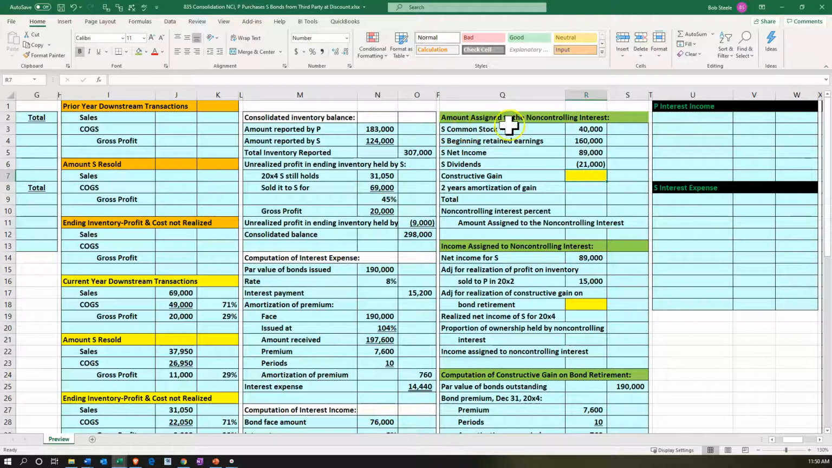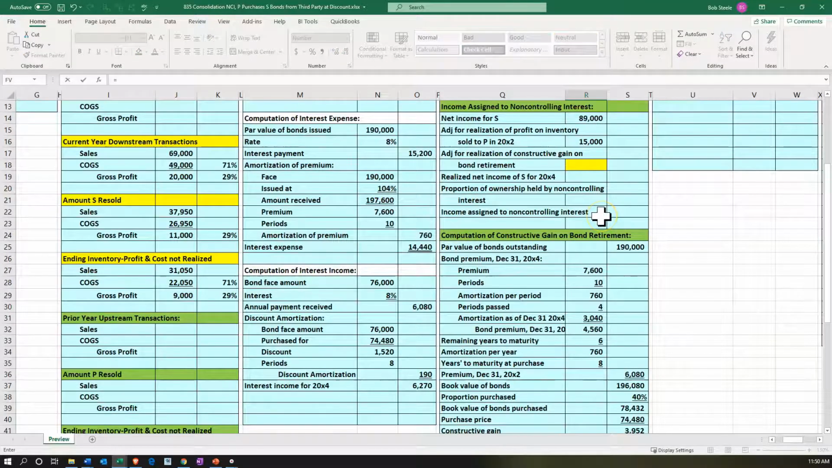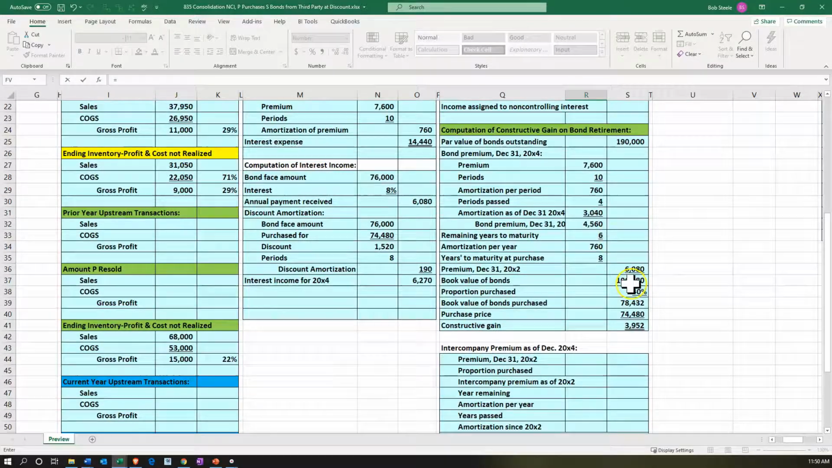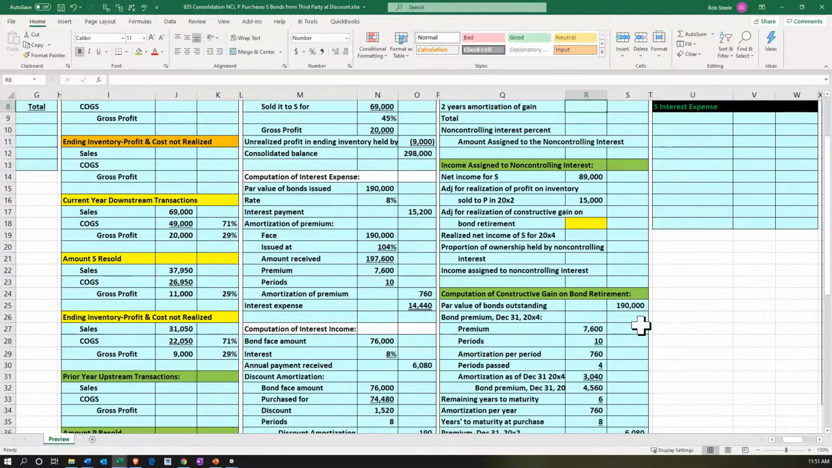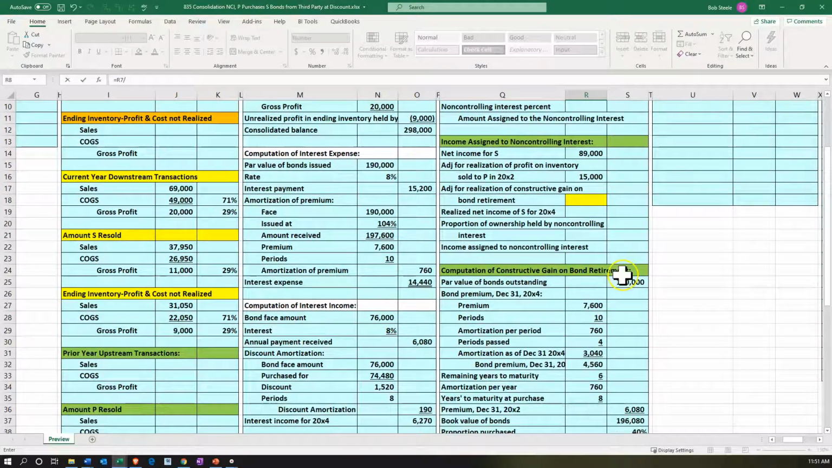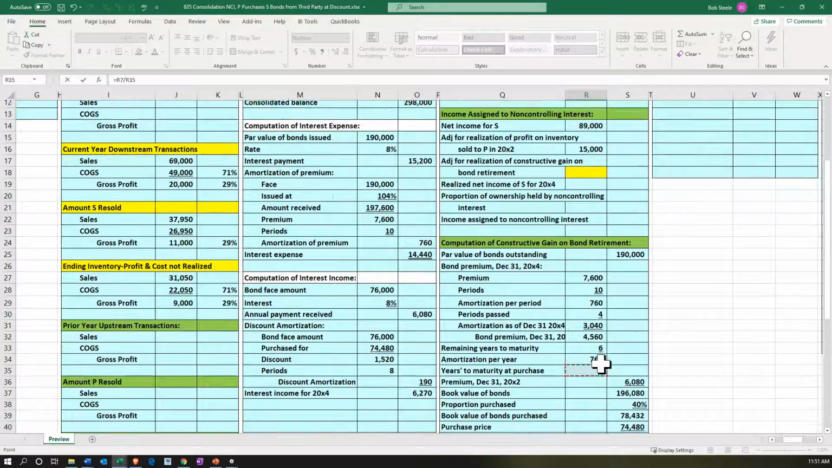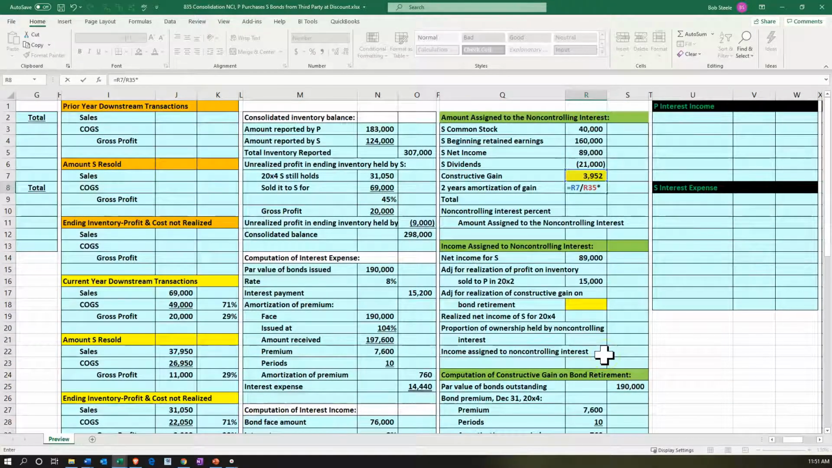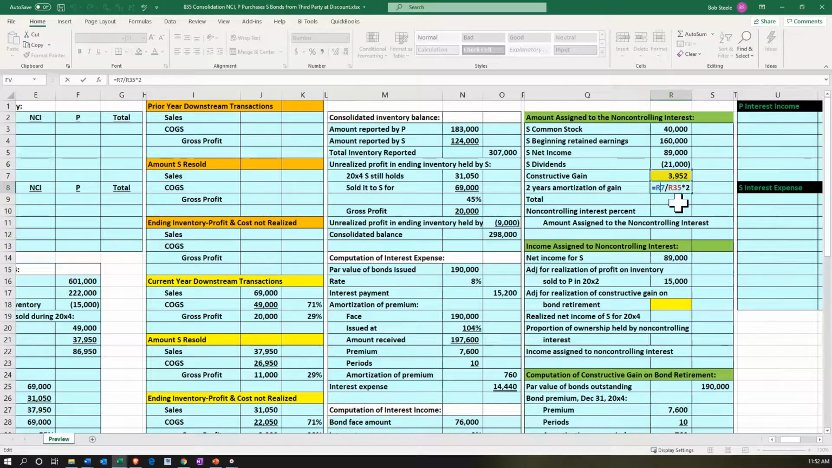We're now looking back into the amount assigned to the non-controlling interest, basically the income to the non-controlling interest. We're going to add this non-controlling gain, which is going to be the 3,952. And then we're going to take a look at the 2 years of amortization of that gain. So this is going to be equal to that amount divided by the years remaining, which we calculated, 8 years remaining, and then times 2. Times 2 is going to be the 988. This is going to be a negative number, so I'm going to put it in as a negative.